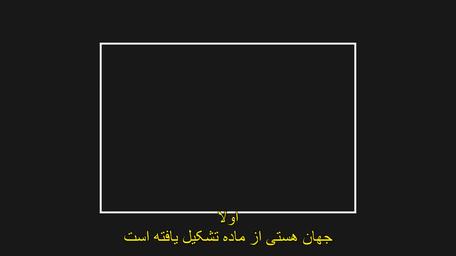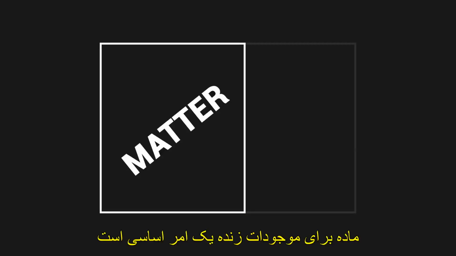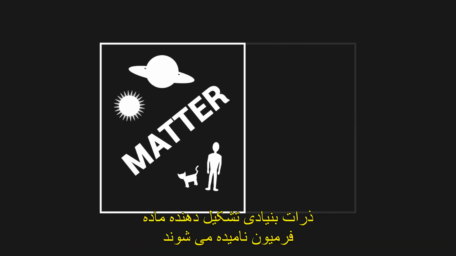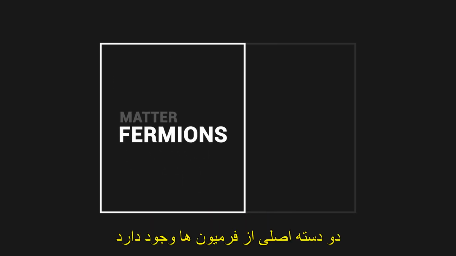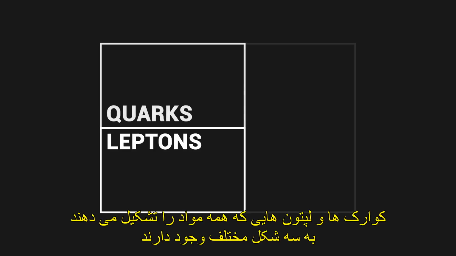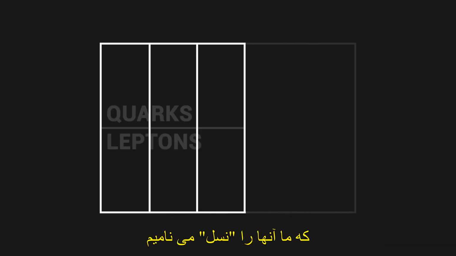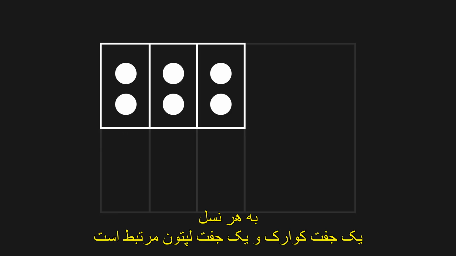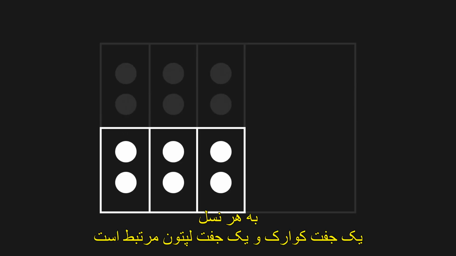Firstly, the universe is made up of matter. Matter is fundamental to living beings, planets, stars, and everything that has a mass. The elementary particles which make up matter are named fermions. There are two main categories of fermions: quarks and leptons. The quarks and leptons that make up all matter exist under three different forms, which we call generations. To each generation is associated a pair of quarks and a pair of leptons.